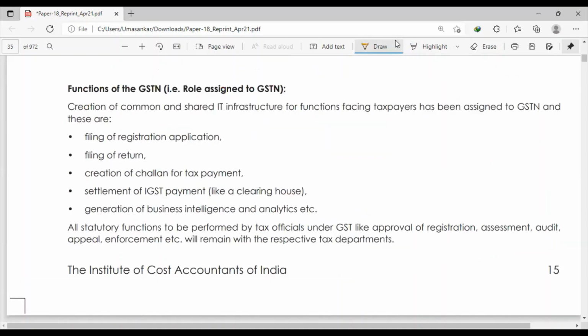Next, below: what are the functions of GSTN? Creation of common and shared IT infrastructure for functions facing taxpayers has been assigned to GSTN, and these are, as I have already discussed, what are these?